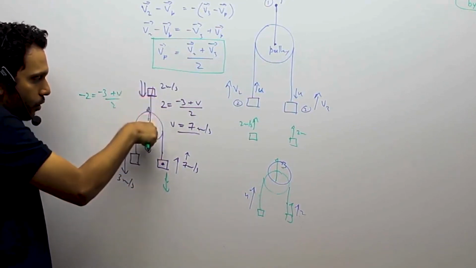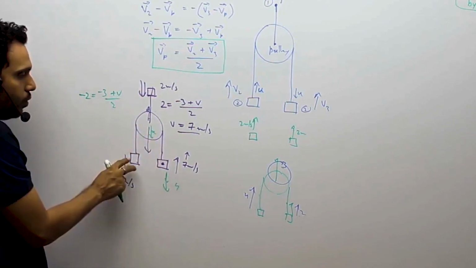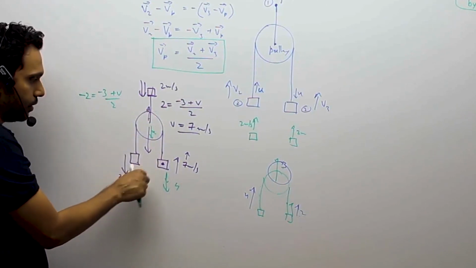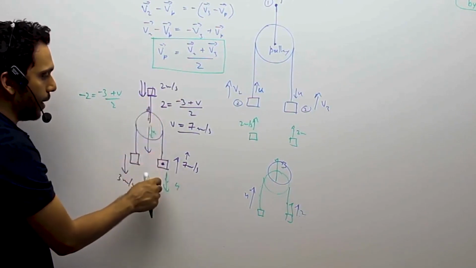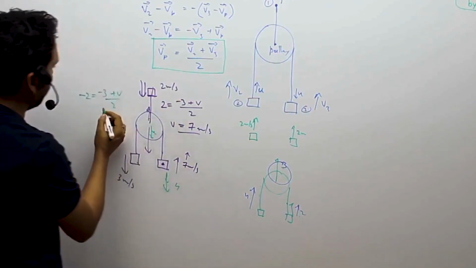So if it goes down with 2, it is going to make it go down with 4. Now since it has gone down with 4, this pulley has to make it go down with 3, so it is going to pull it up by 3 back, because that's a direct link. So 4 minus 3, I should get 1. Let's see what we get.